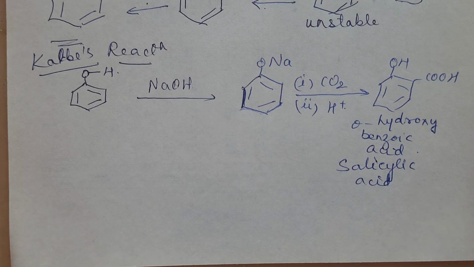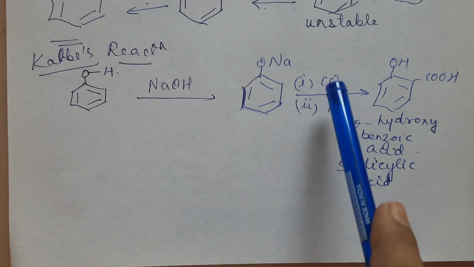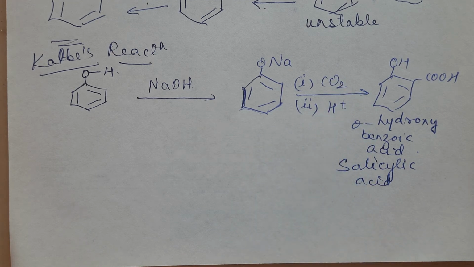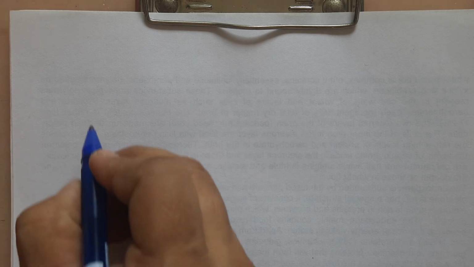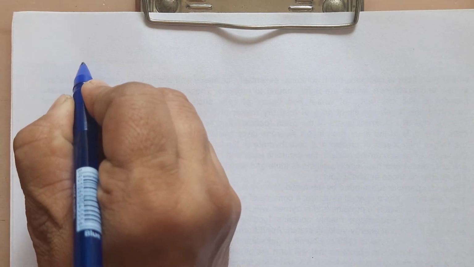Okay, salicylaldehyde was formed in the Reimer-Tiemann reaction. Now this is the reaction, right? But what will be the mechanism? What is the purpose of carbon dioxide? What is the purpose of H plus? To understand that, for most of the reactions, a mechanism is proposed. So now we will see what is the mechanism of Kolbe's reaction. Now, this is phenol.